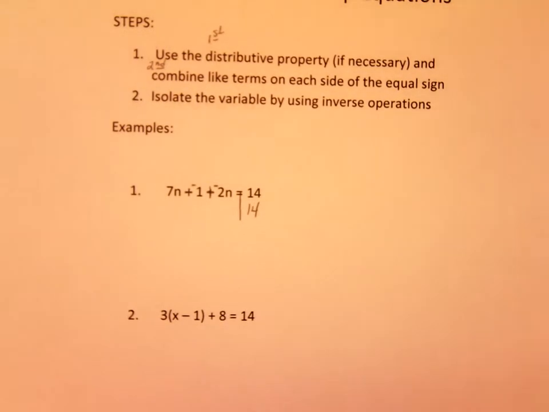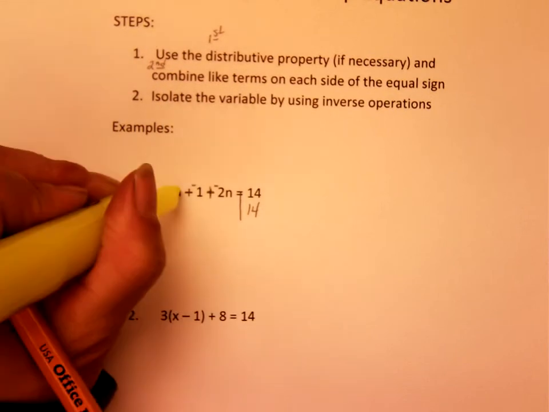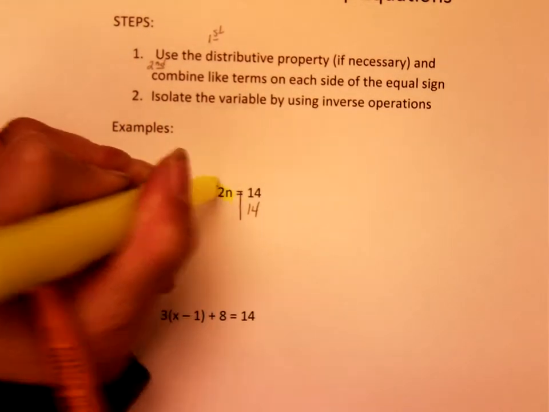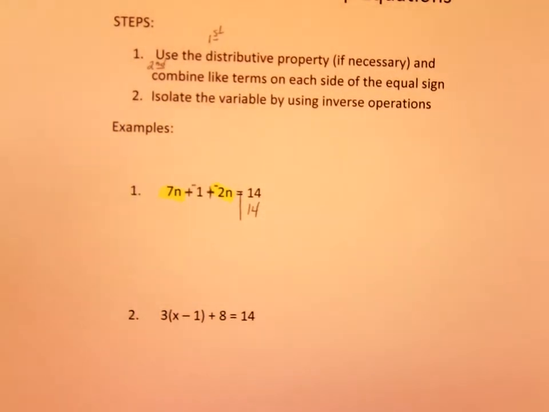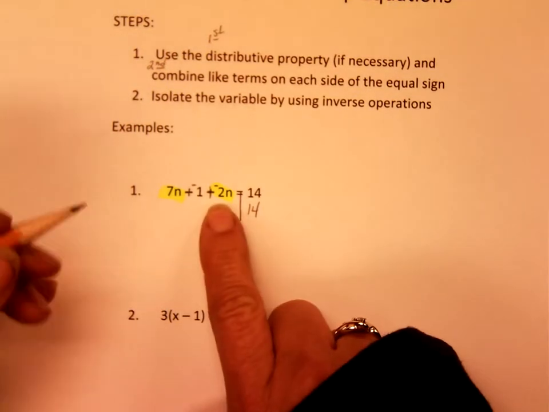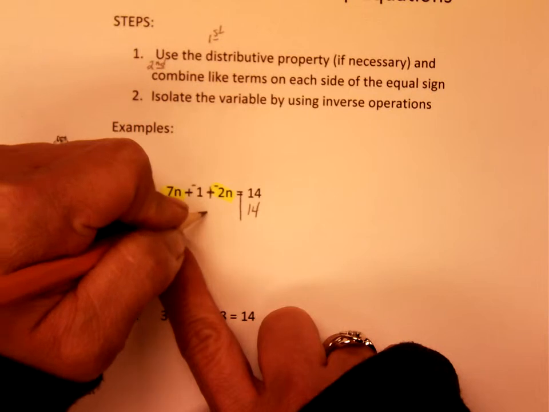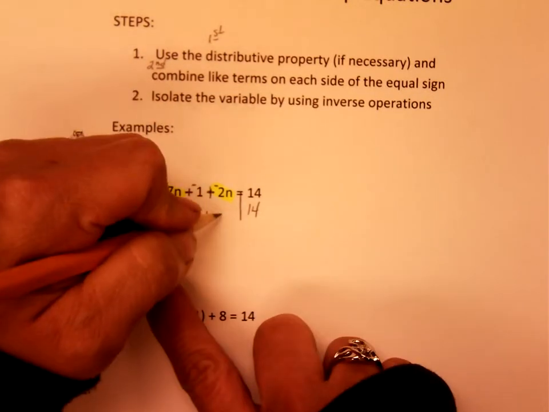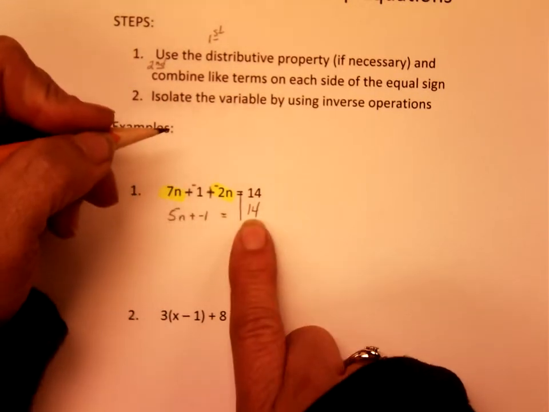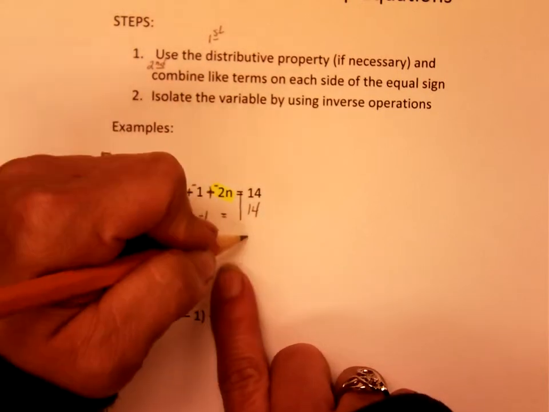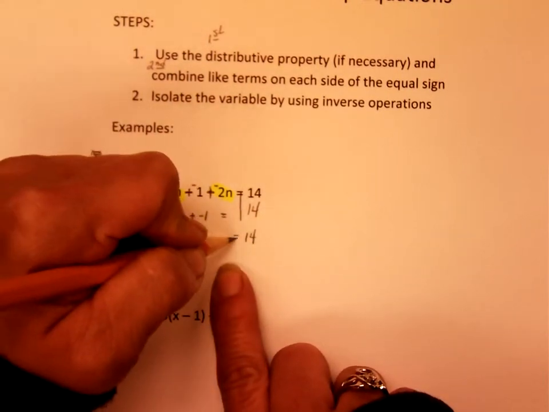I can combine 7n and -2n because they're like terms. So 7n plus -2n is 5n. So I write 5n plus -1, that's what's left over, is equal to 14. There's nothing to do on that 14. Okay, so I'm going to bring down that 14 again.